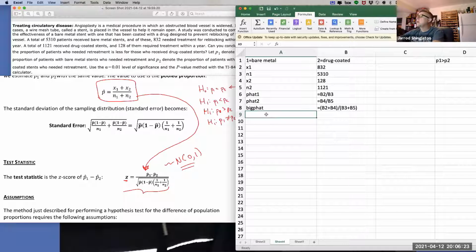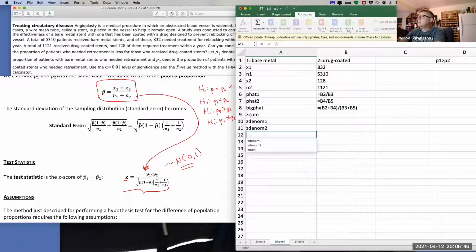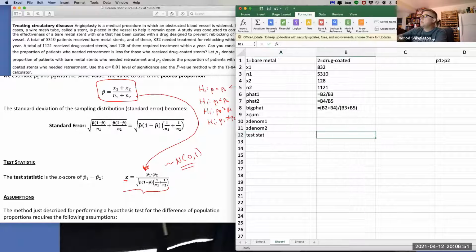Very exciting. Okay. This is kind of a monster, so I'm going to break it up into 3 different pieces. This is going to be my numerator, my denominator part 1, and my denominator part 2. So this is numerator. This is z numerator, z denom 1, z denom 2, and then finally my test statistic is going to be this divided by this. Okay, square root of that, but you get the point. It's most of the way there.